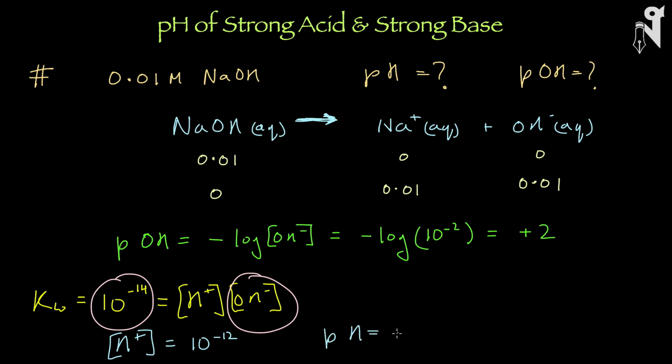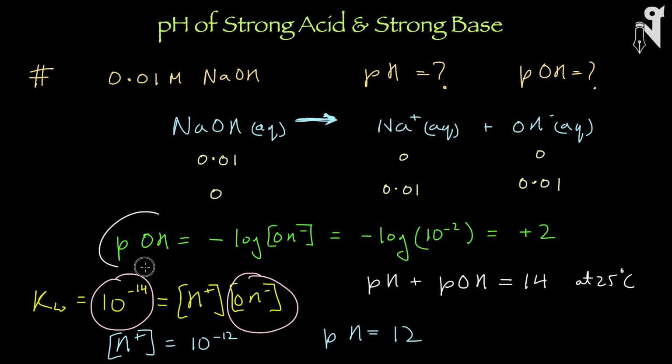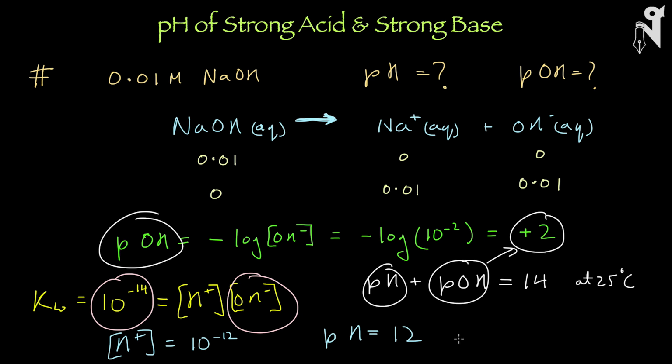Now we rather use the fact that pH plus pOH is always equal to 14 at 25 degrees Celsius, right? So once we have got our pOH value as 2, then pH must be 12, right? More than 7. So that way you would have got your pH as 12 and pOH you got earlier as 2. So that's the story of strong acid and strong base. Pretty simple.